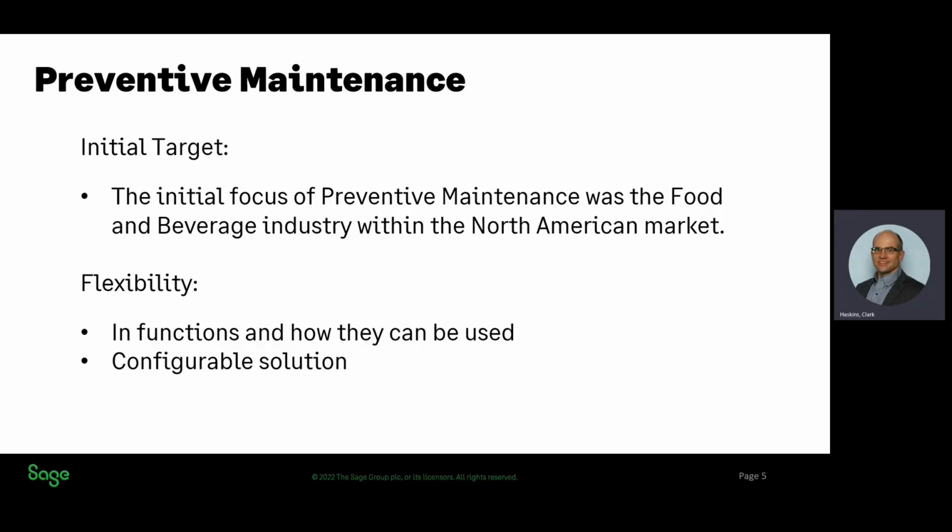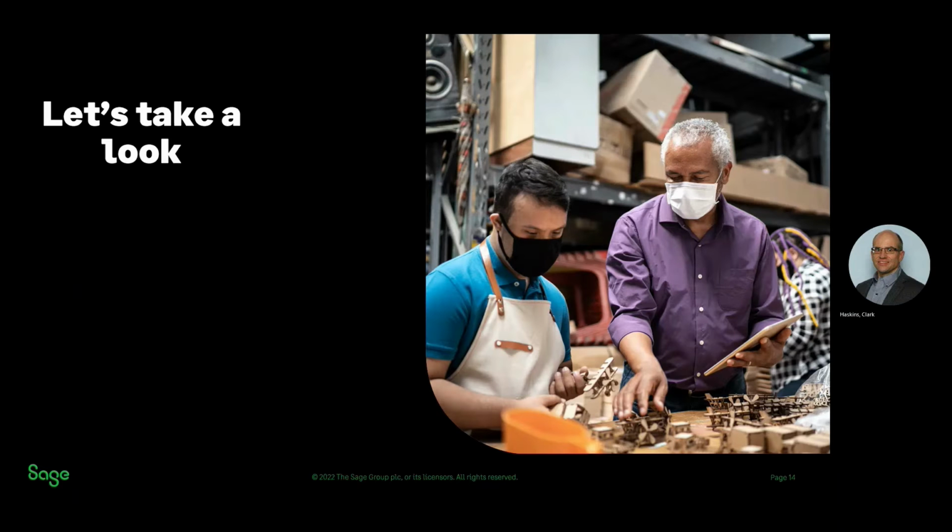Preventive maintenance was initially designed to meet the needs of the North American food and beverage industry, as well as other process and discrete manufacturing. However, preventive maintenance was designed to provide flexibility. There's flexibility in the functions and the data and how they can be used. Preventive maintenance provides the ability to configure a solution to meet the needs of our customers. Let's take a look at preventive maintenance in Sage X3.